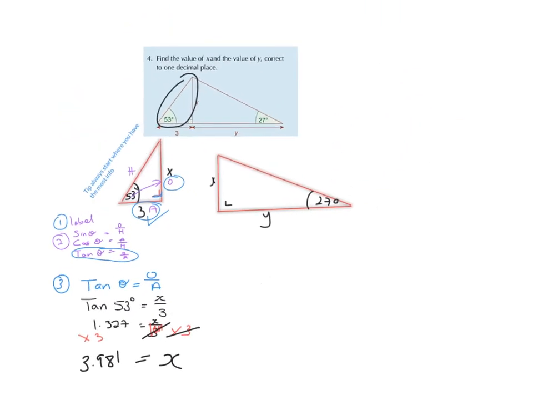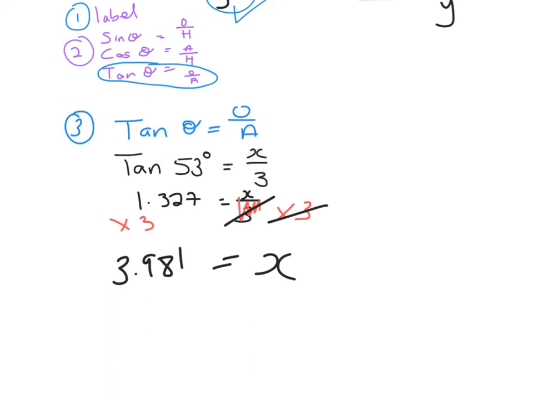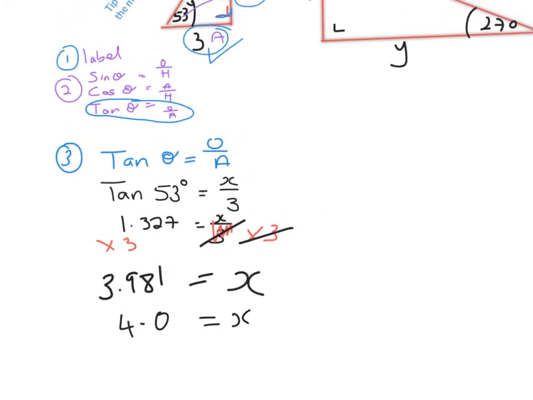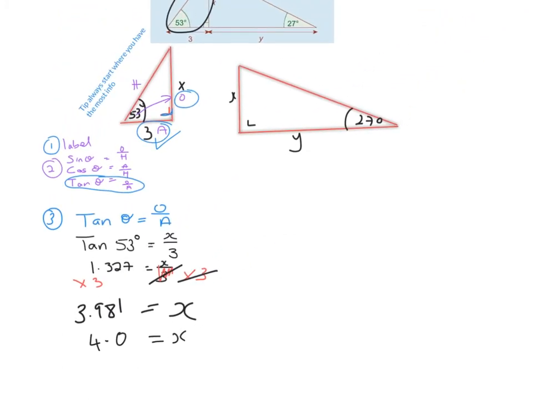And I think this question says to 1 decimal place. So if I was to keep that to 1 decimal place, the correct answer here would be x is equal to 4.0. Okay, so now I can move on to my second triangle, and I can fill in the new bit of information. So instead of having an x here, I know now x is 4. Could also sub it in here as well. So I now know x is 4.